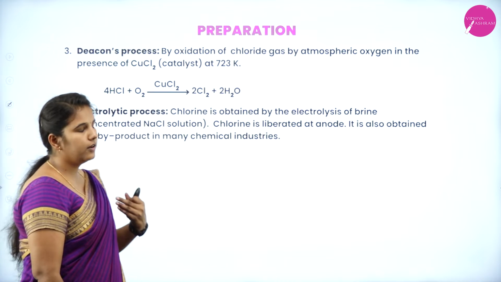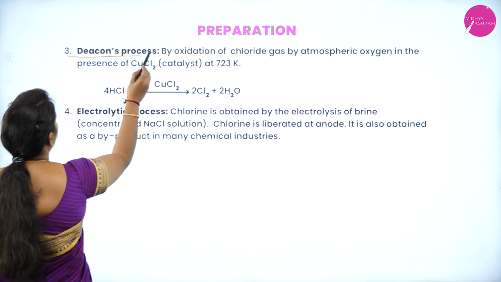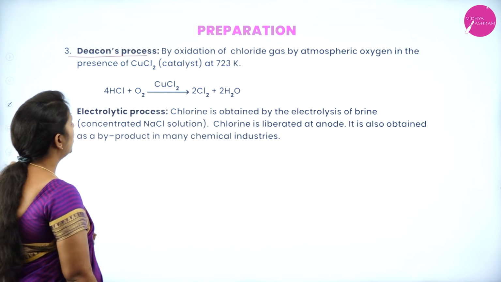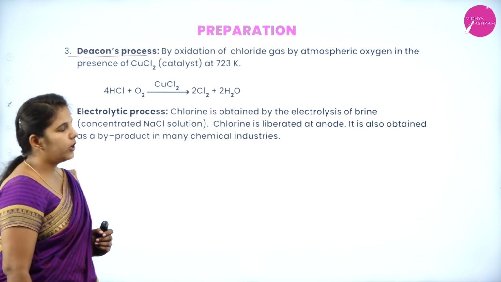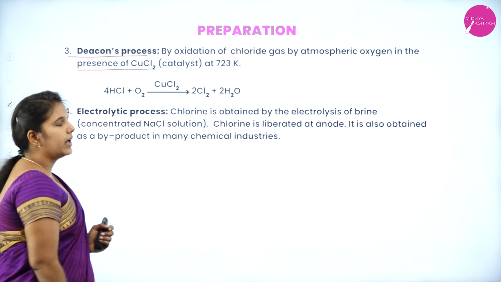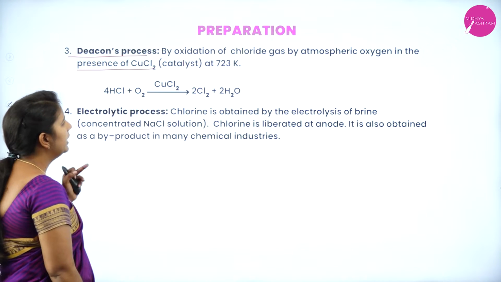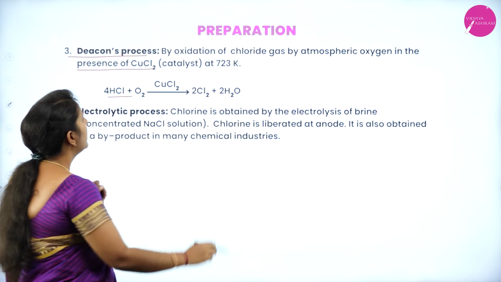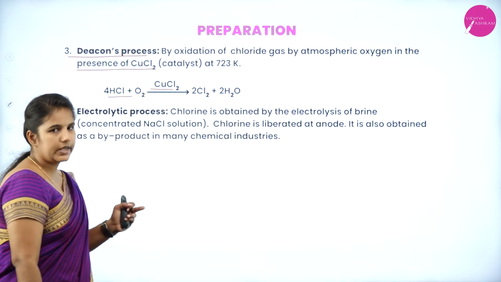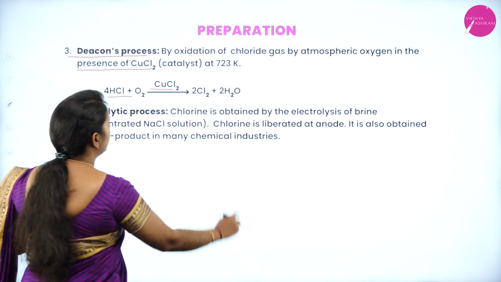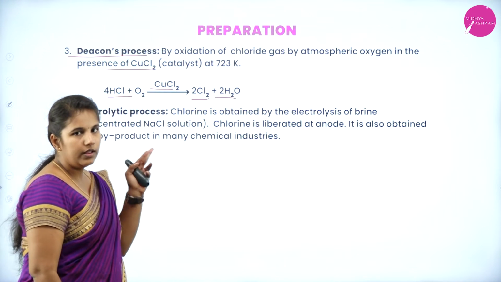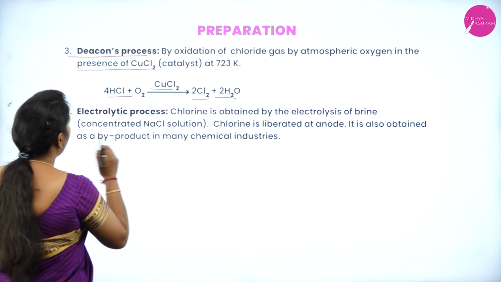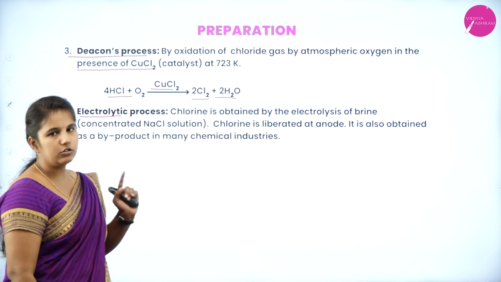We have two more methods for the preparation of this. The first one is the Deacon process. In this process, again we are going to prepare chlorine. The oxidation of HCl by atmospheric oxygen in presence of copper chloride as a catalyst at 723 Kelvin gives rise to chlorine. So what we are doing is oxidizing hydrochloric acid in presence of copper chloride as a catalyst at very high temperature. It releases chlorine gas with the formation of water. This process of oxidizing HCl is known as the Deacon process. And we have one more method, that is the electrolytic process.